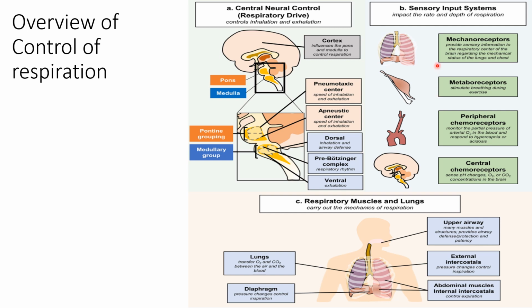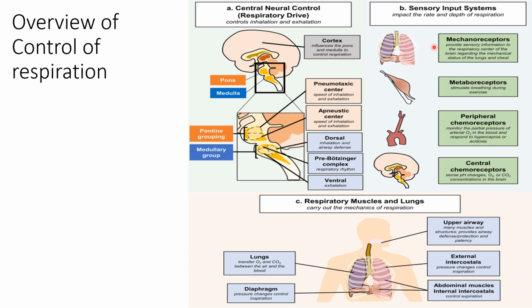Whenever the lungs are getting stretched, or the chest wall is getting stretched, this can be sensed by these brain centers. So what are the brain centers? First is the cortex, the pneumotaxic center, the apneustic center. There is a pontine group of central neural control mechanism, and there are the dorsal and the ventral medullary groups of respiratory centers. Ultimately, where are they getting inputs from? The mechanoreceptors.